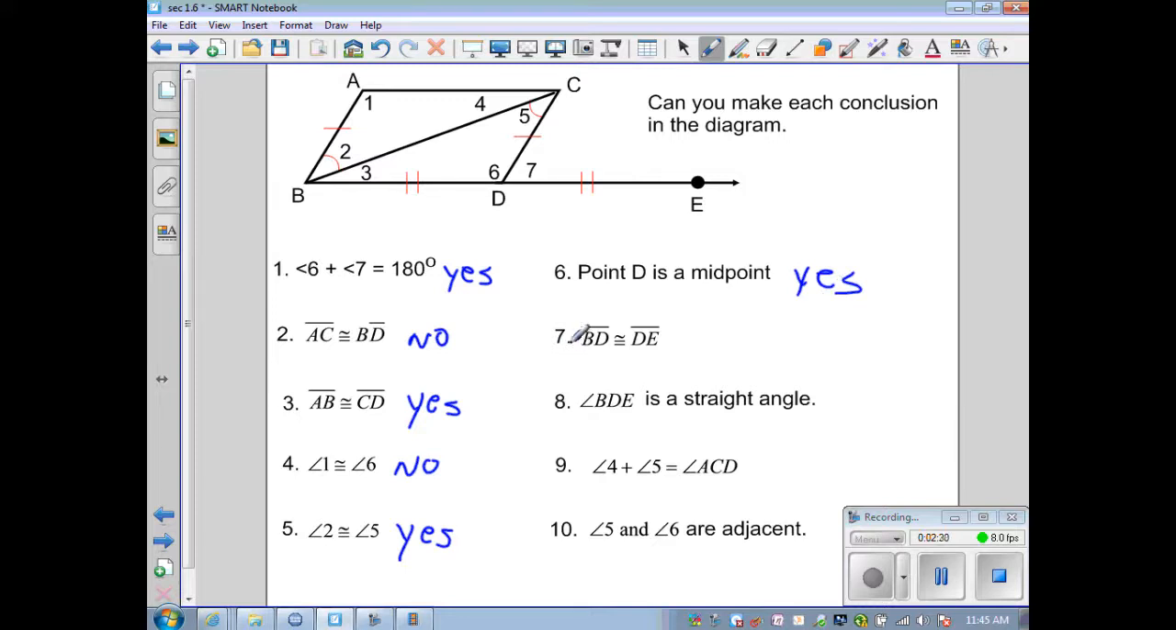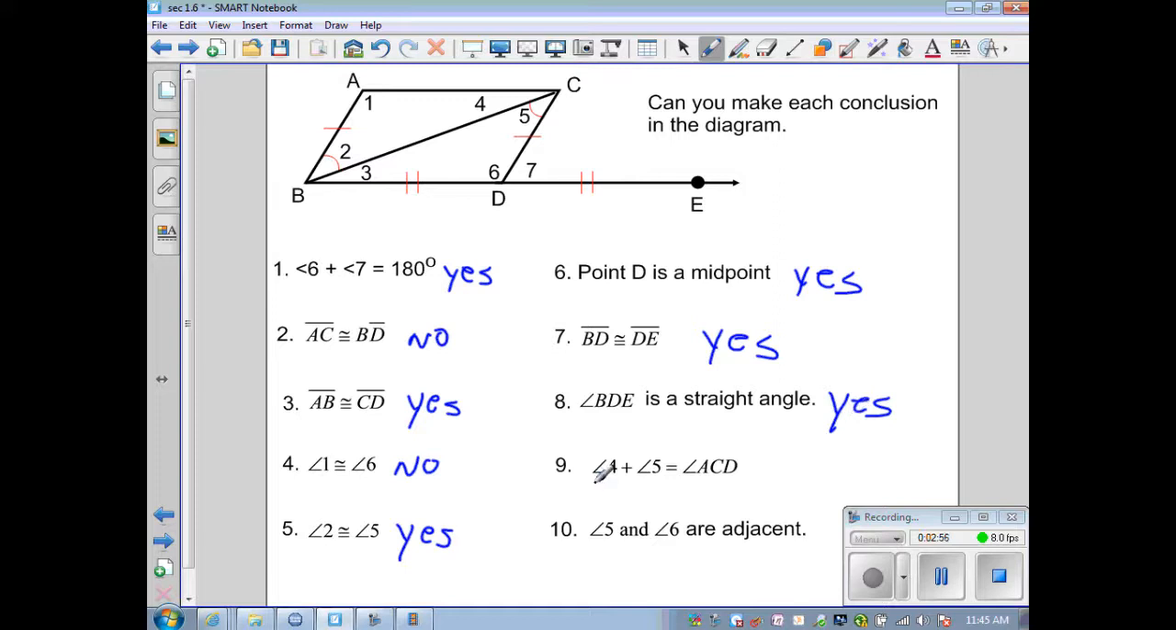Number 7, is BD congruent to DE? We've answered yes to the previous question, therefore this has to be true. So yes, those segments are congruent. Also, they are represented by 2 tick marks on each segment. 8, angle BDE is a straight angle. Yes, that is a straight angle and it forms 180 degrees.